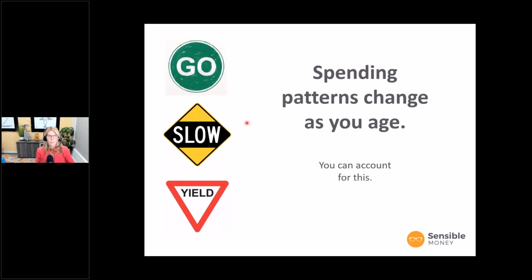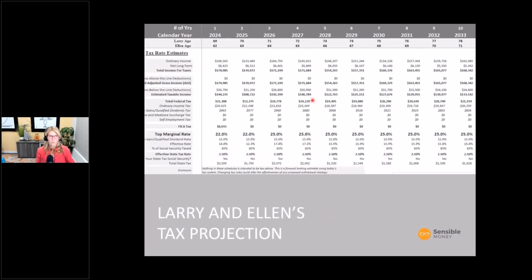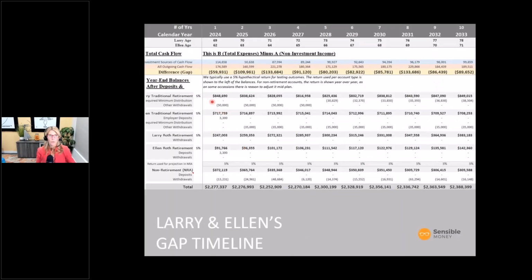In the example used in the presentation, the couple withdrew needed funds from tax-deferred as well as taxable accounts in the early years. Is this typical, or is it preferred to take first from the taxable accounts before moving to the tax-deferred? Well, this was intentional. In Larry and Ellen's plan, we specifically said this is how much we want to withdraw from each of these retirement accounts.